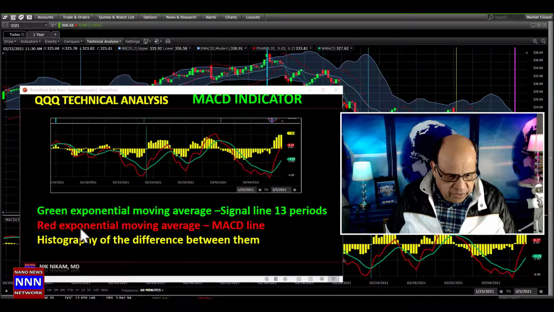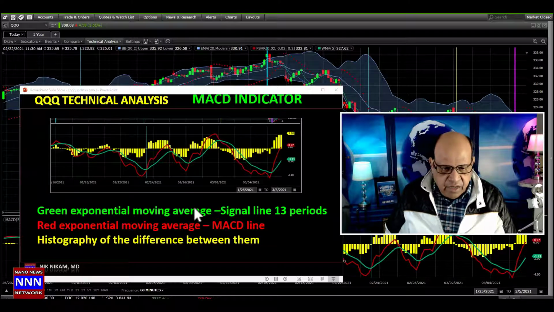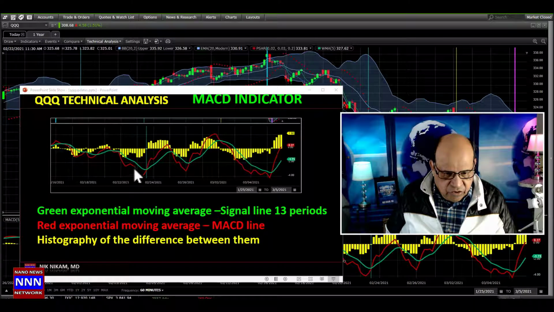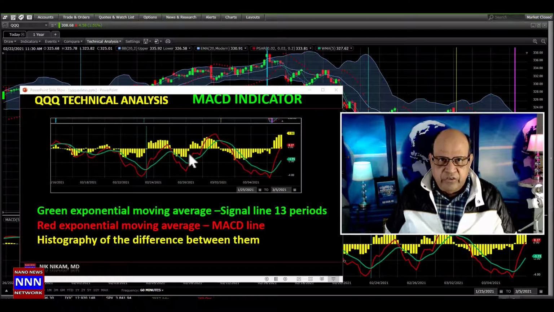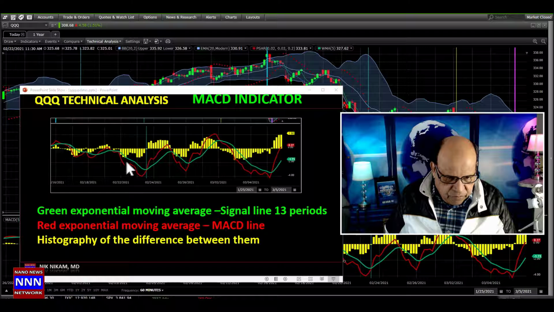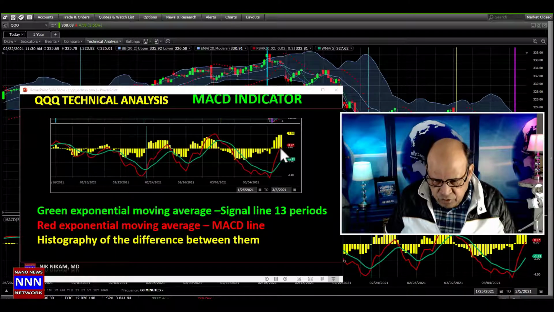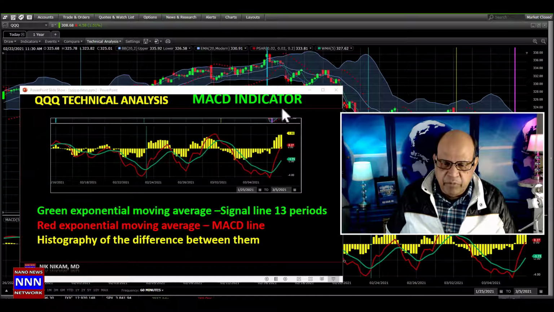The red exponential moving average is called the MACD line, and when these lines cross, that's when the signals are triggered. The difference between these two lines is plotted as a histogram represented as yellow bars here. And here we have 0, this is -2, -4, this is 2, 4. They can go, depending upon the height.